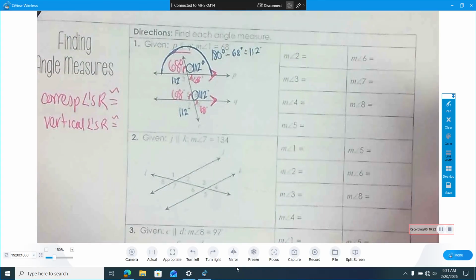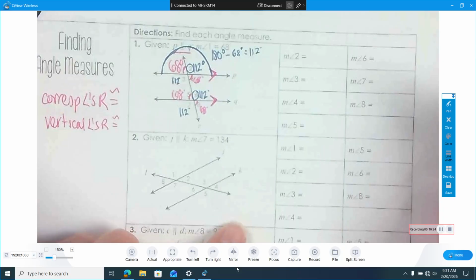Do I have to fill in over here? Do you think my picture is okay? I kind of think the picture is just fine for the most part.